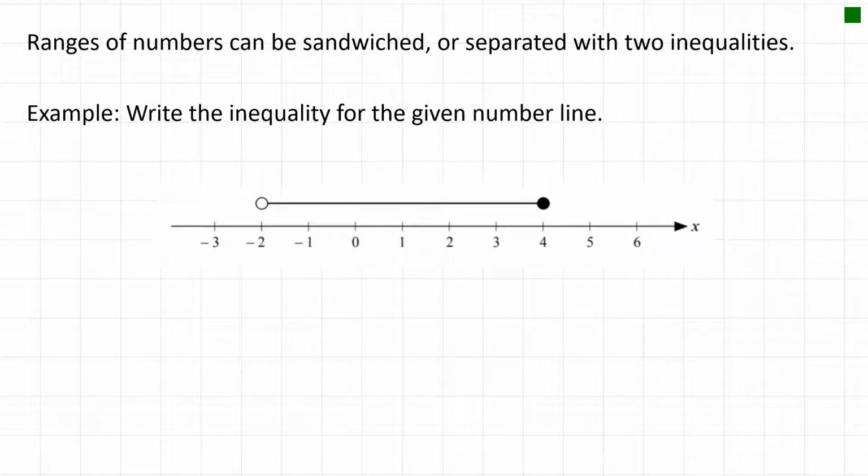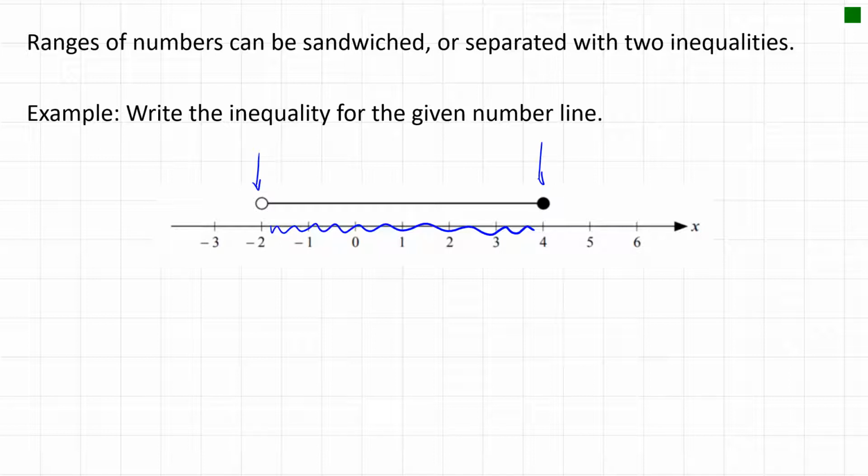But ranges of numbers can be sandwiched by two endpoints. So far we've seen ranges that go on towards negative infinity or on towards positive infinity, but there's no reason why that range can't also just end. So for example, we're going to write the inequality for this number line here. It's representing all the numbers from -2 on the left up to +4. So all the numbers between those two values.